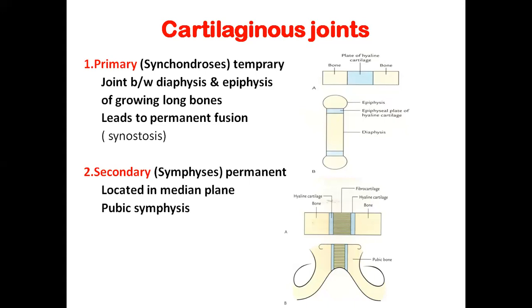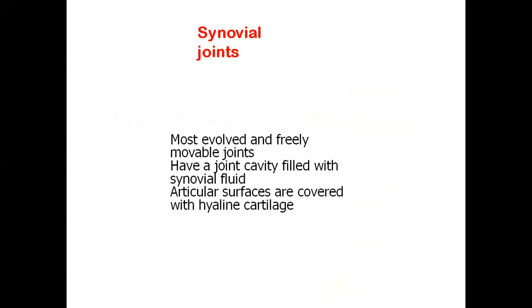The secondary type is the permanent one. These secondary or permanent cartilaginous joints are located in the median plane of the body. That is between the manubrium and sternum, between the bodies of the vertebrae, and at the pubic symphysis.